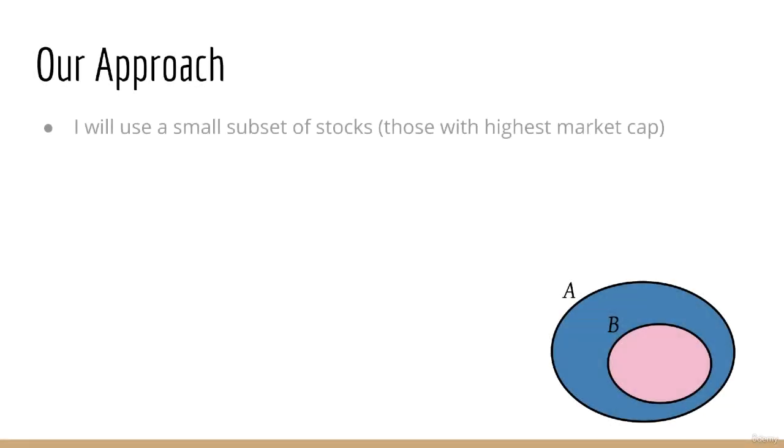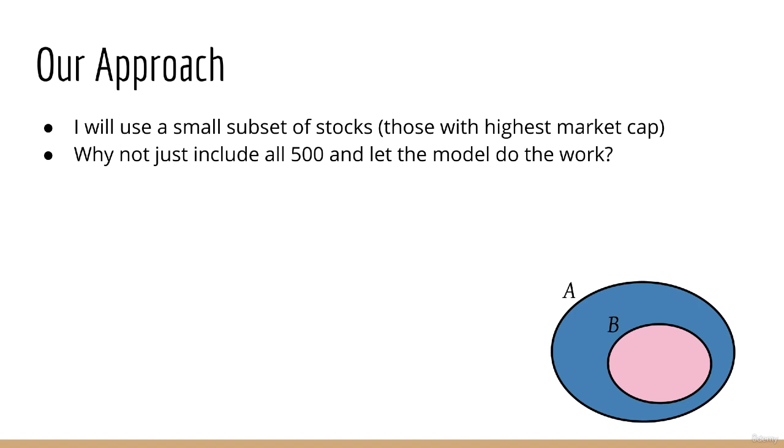Therefore, what I'm going to do is pick a small subset of stocks. Now you might ask, did I do anything special to pick these stocks? The answer is no. I simply chose some companies from the S&P 500, which have the largest market cap. Another question you might have is, why not just use all 500 companies and let the model do the work? The answer is that this will overfit.